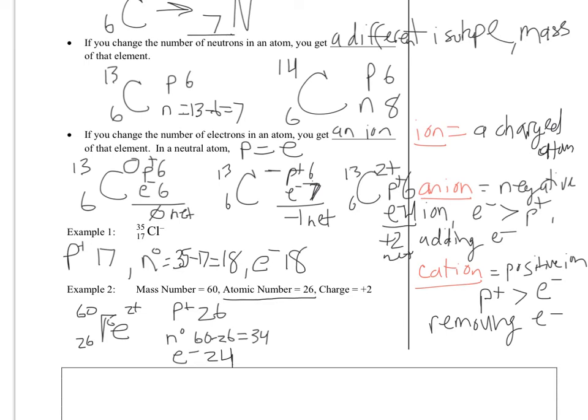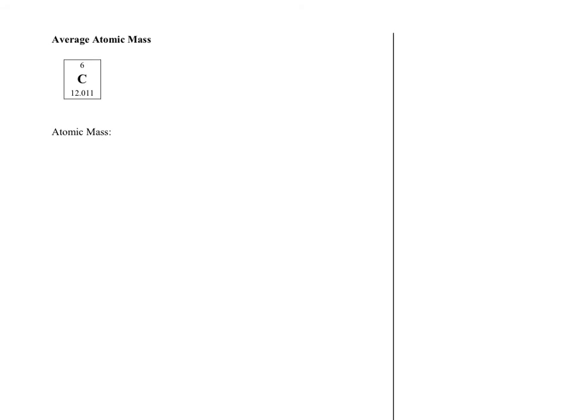Okay, I'm going to go to the next slide, and we will talk about the actual mass. Okay, here we are. Average atomic mass. So we talked about already how I actually have different carbons. So not all carbons weigh the same. And so what we're talking about here is the actual mass that we see.